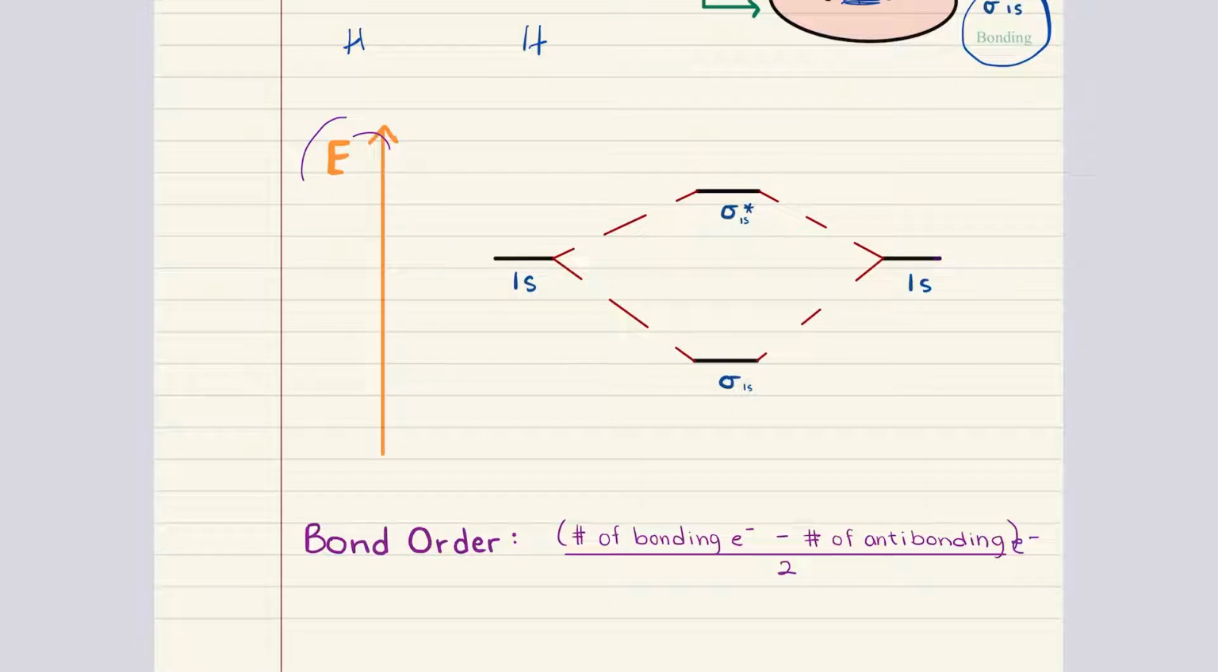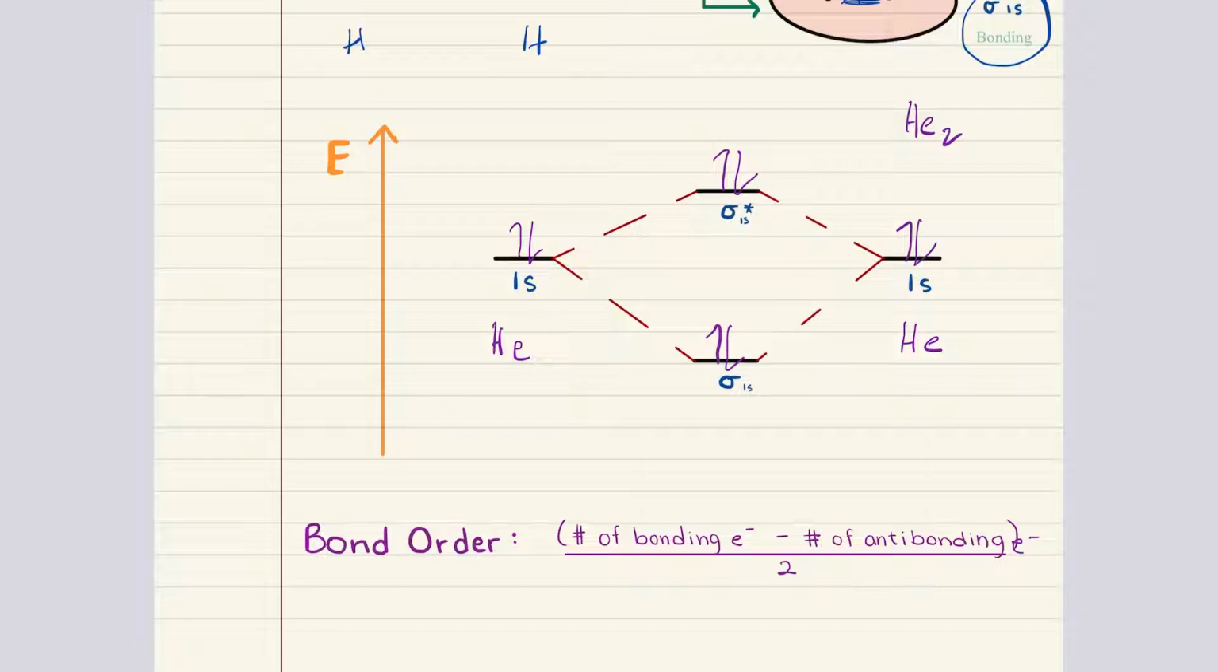Now let's apply the same exact process to diatomic helium. Each helium has 2 electrons in the 1s orbitals. So when they come together, there's a total of 4 electrons to distribute. When we fill the molecular orbital diagram, we place 2 electrons in the sigma 1s bonding orbital, just like we did for dihydrogen. However, we still have 2 more electrons, and these 2 electrons now occupy the higher energy anti-bonding orbital, the sigma star 1s orbital.